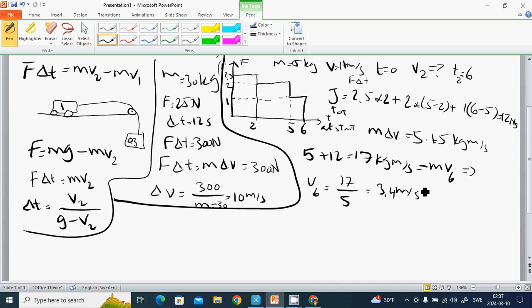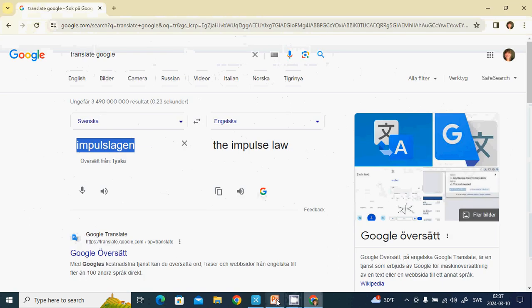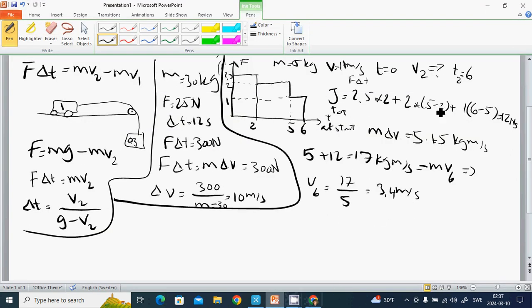We are going to take the total impulse, and we know that this total impulse is the same as momentum, but at zero time at the start we had another momentum, and we add the total momentum of the force, which equals the last momentum, and we find the velocity at the last time.